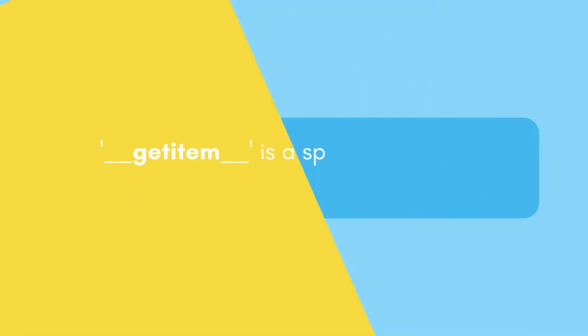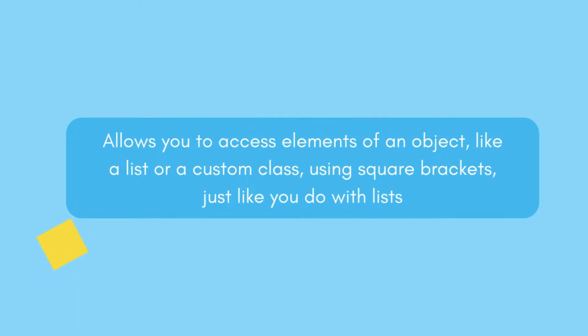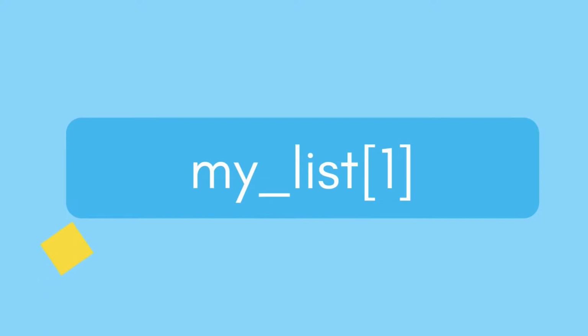So what's getItem? Well, it's a special method in Python that allows you to access elements of an object, like a list or a custom class, using square brackets, just like you do with lists.